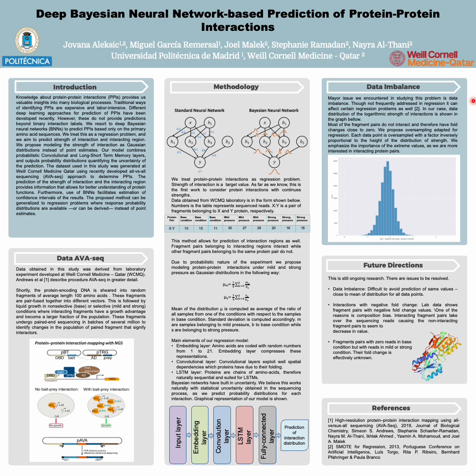On the right side of our poster, you can find a section about data imbalance. It is a problem frequently mentioned in classification, but not so much in regression. As you can see on this graph here, this is the distribution of strength of interaction for our data points. The majority of data points are centered around 0, or rather the majority of our fragment pairs actually do not interact. We believe this is a problem worth mentioning, and we propose a solution, which is oversampling adapted for regression.